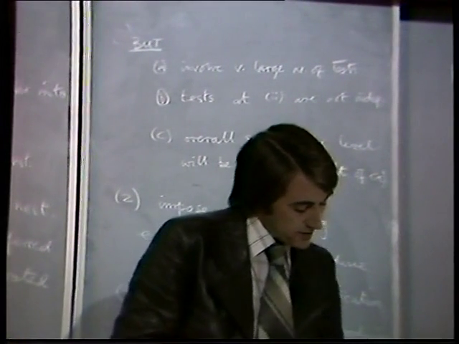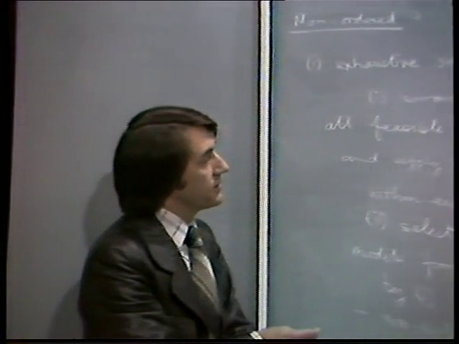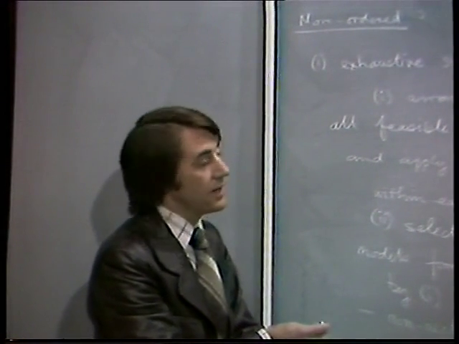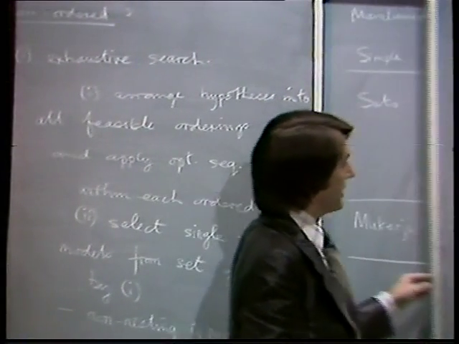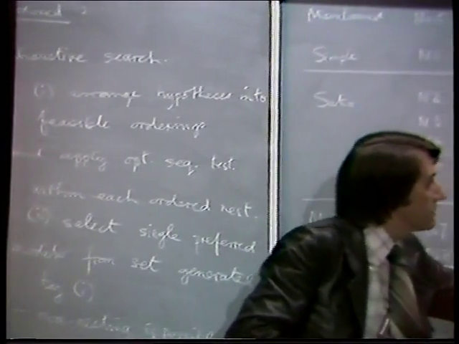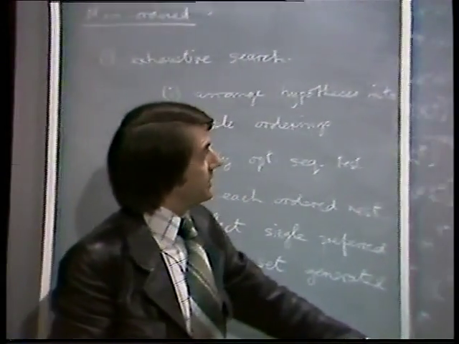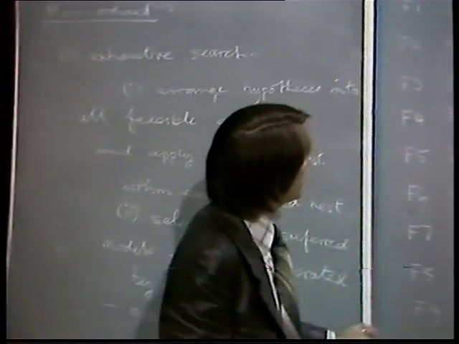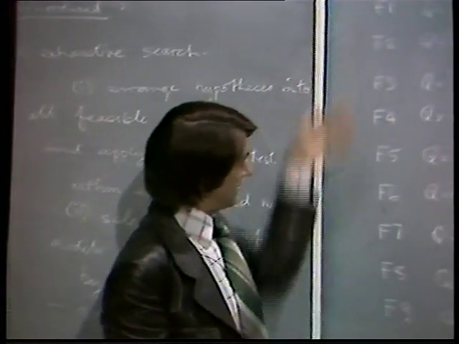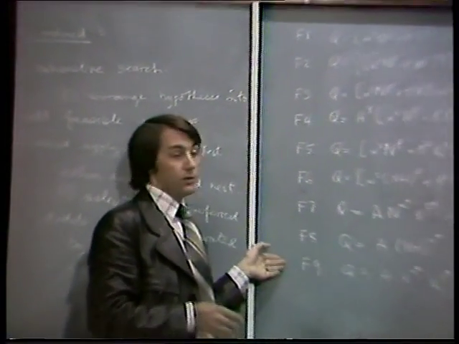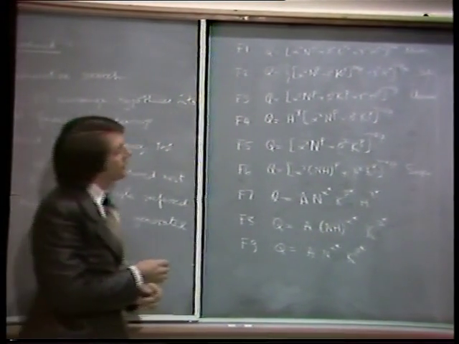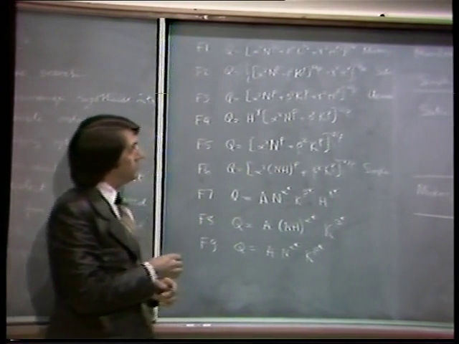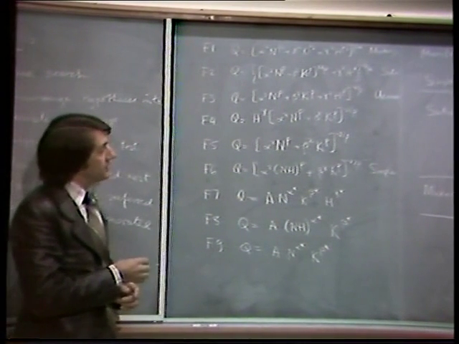So the example I want to discuss is the example in my paper, which is appearing in Econometrica in July 1977. And essentially the problem is one of choosing from a set of functional forms for a production function the best functional form for a particular set of data.